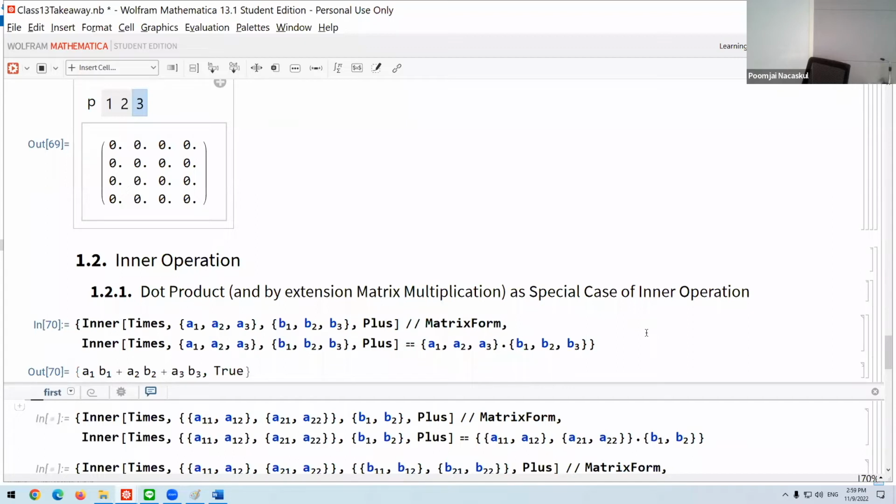An inner operation is a generalization where I can do anything here. So instead of saying I'm going to do a dot product, I'm going to do an inner operation involving multiplication first and then addition. Does that make sense? So a dot product is an inner operation where the first operation is pairwise multiplication and the second operation is addition.